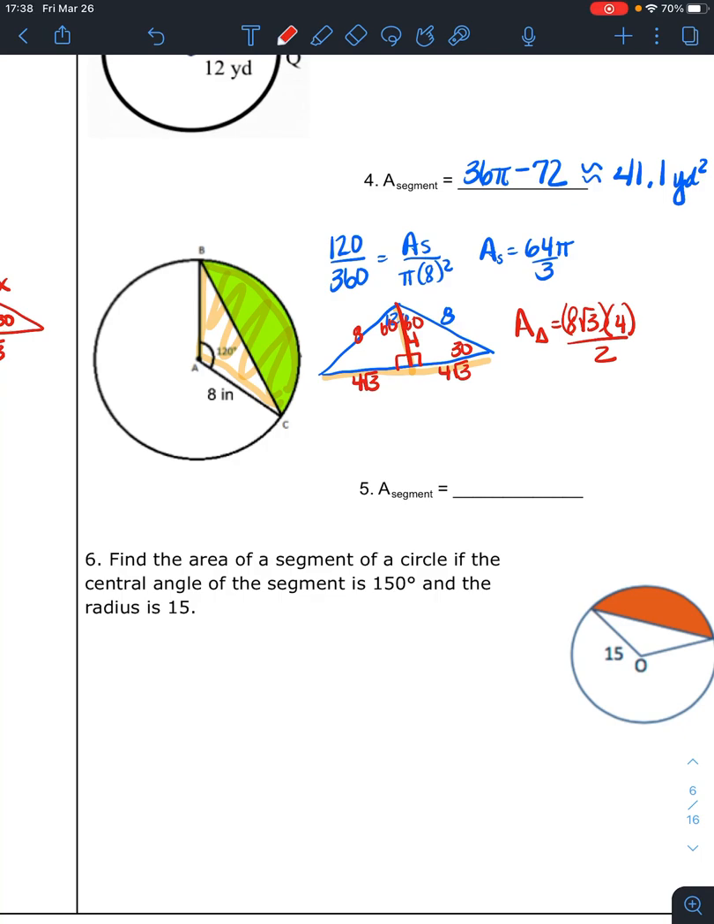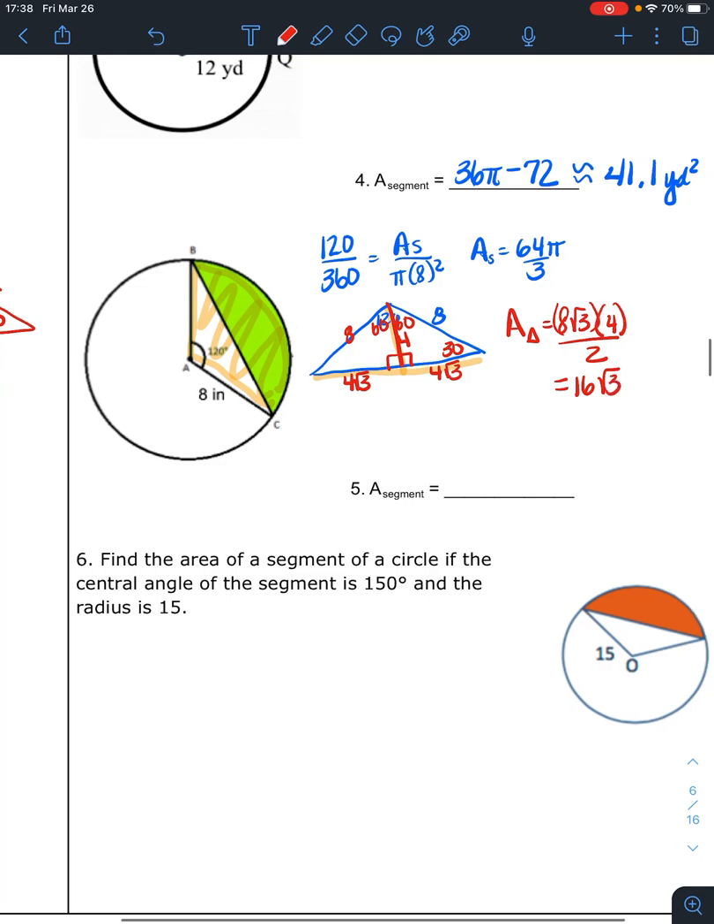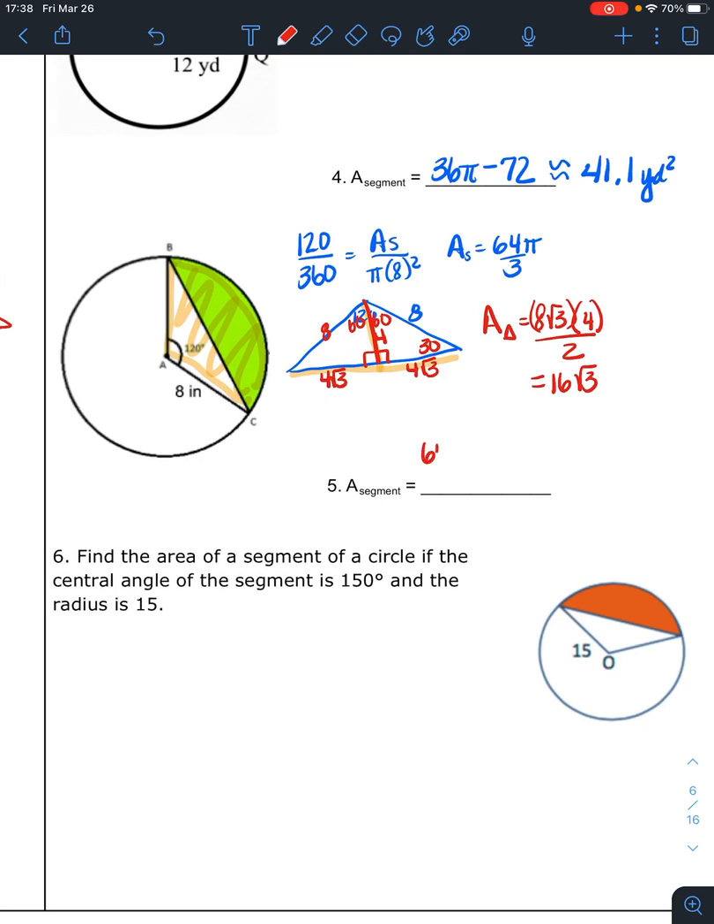You could do 4 times half the base, because it is half the base times the height. And so we get 16 root 3 if we leave our answer exact. So this is a potentially very ugly answer. It is 64 pi over 3 minus 16 root 3, which you can type in on your calculator: 64 pi divided by 3 minus 16 times the square root of 3. And you get 39.3. It's approximately 39.3, and that would be square inches.